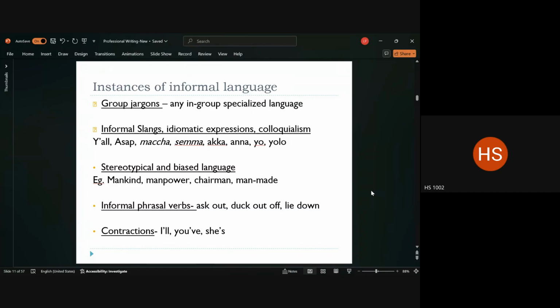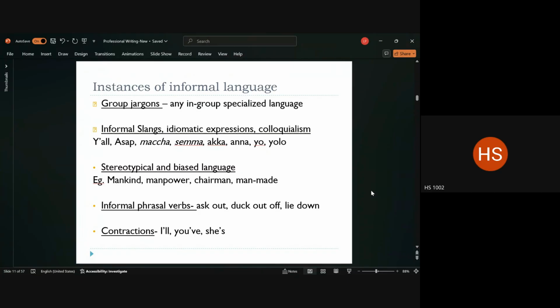So if these kinds of slang and idiomatic expressions are used in professional documents, this can create confusion for the reader, right? Some examples are here, right in front of you. We know some of them are common to geographical areas, right? For example, macha, sema, and akka, anna, and all that, or even other words like yo, yolo, y'all, ASAP. These belong to what we call internet language or social media language, and even in social media language used among a specific age group of people, right? Such expressions are considered informal, and they are not advised. They're strongly advised against in professional documents.